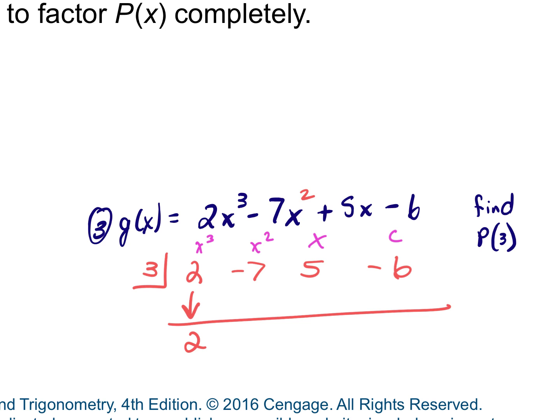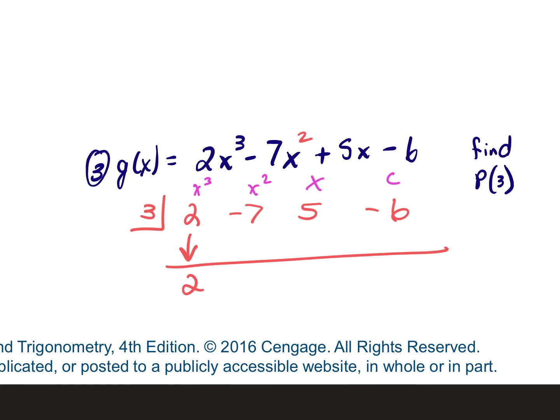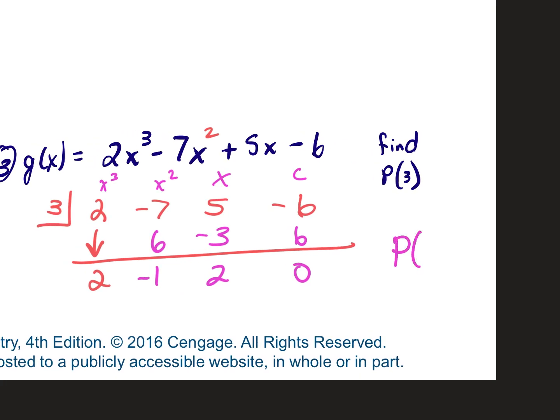All right, so bring down your 2. 2 times 3 is 6. Then negative 7 and 6 is negative 1. Negative 1 times 3 is negative 3. 5 and negative 3 is 2. 2 times 3 is 6. Negative 6 and 6 is 0. All right, so your remainder here is 0. That is an acceptable answer. You guys would tell me P of 3. When I evaluate using 3, my remainder is 0. And then you circle it.